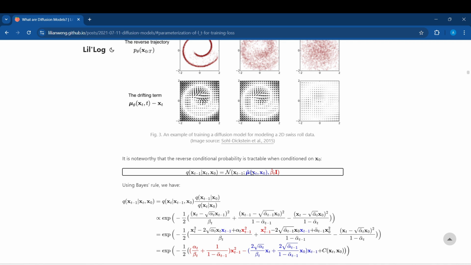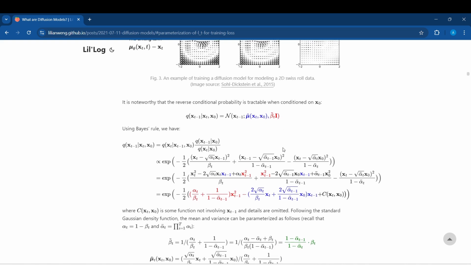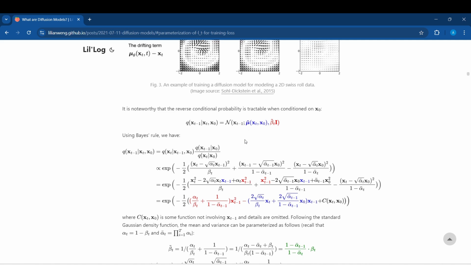This has mu tilde and beta tilde, and this is the actual reverse transition of the forward process. But for our predicted reverse transition we have mu theta and the covariance sigma theta. So this is the variance and the mean of the distribution.